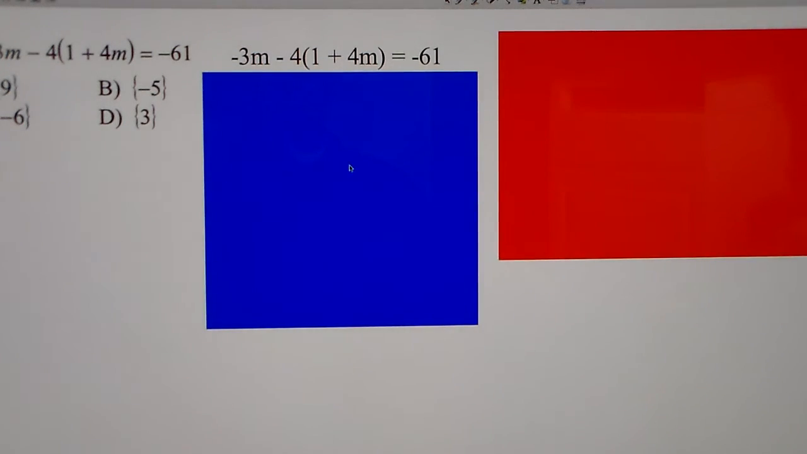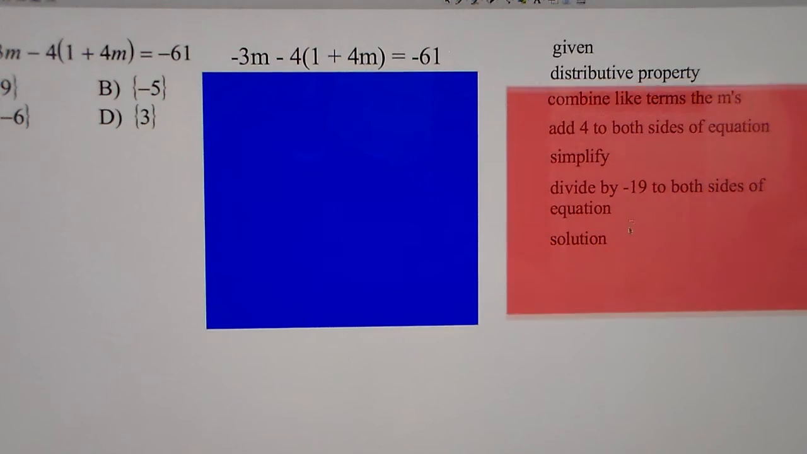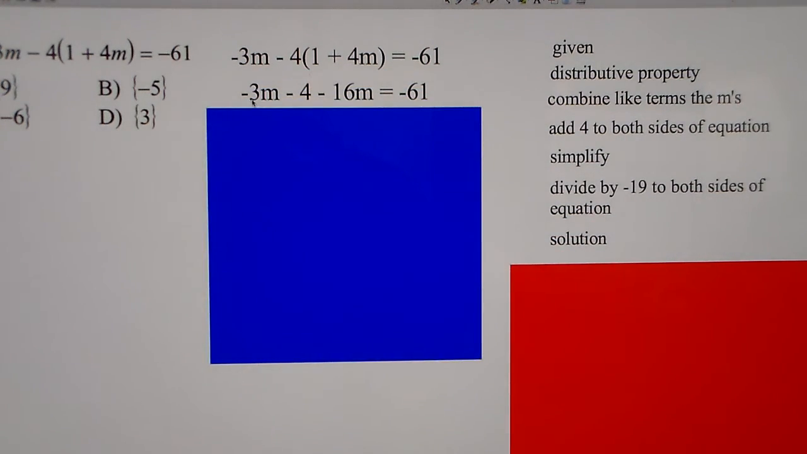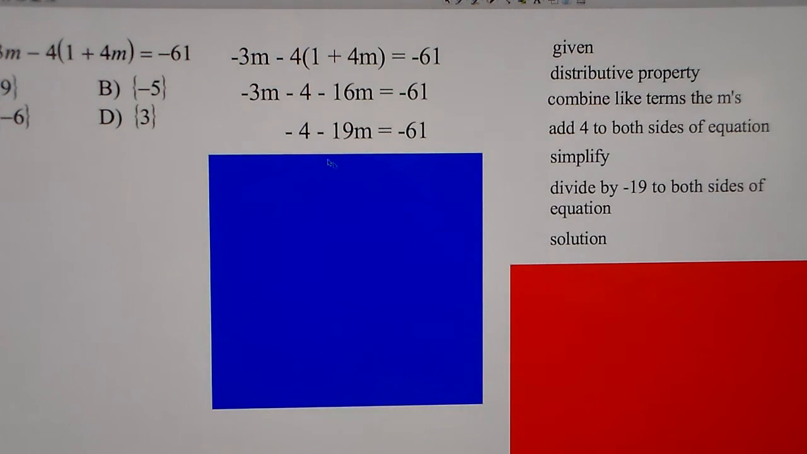Last but not least is number 18. We have negative 3m minus 4 times 1 plus 4m equals negative 61. Now you first got to multiply that negative 4 both to the 1 and the 4m. That's that distributive property. So we have negative 3m minus 4. Now positive 4 right here, and that positive 4m times negative 4 gets you negative 16m equals negative 61.